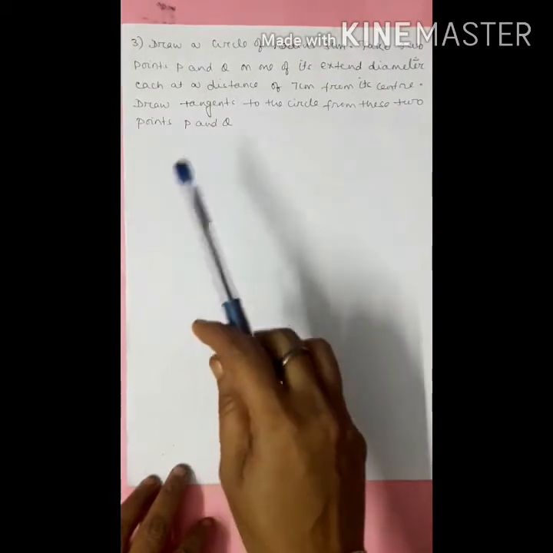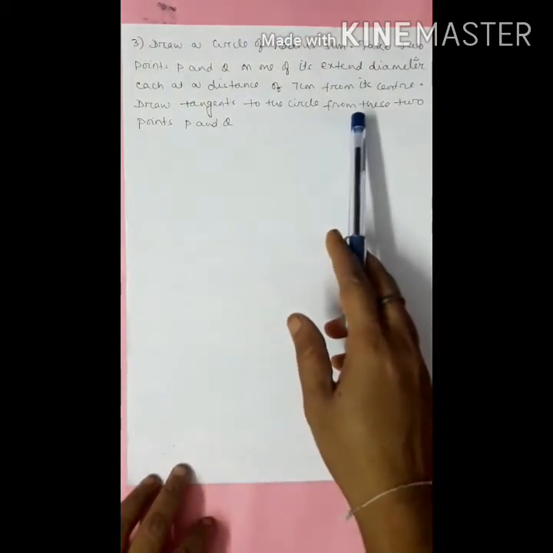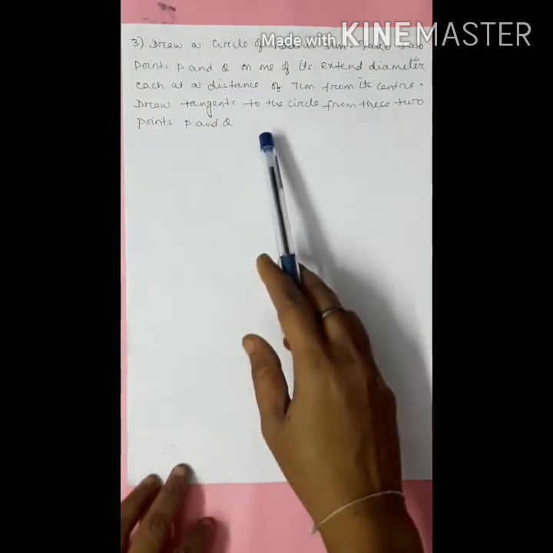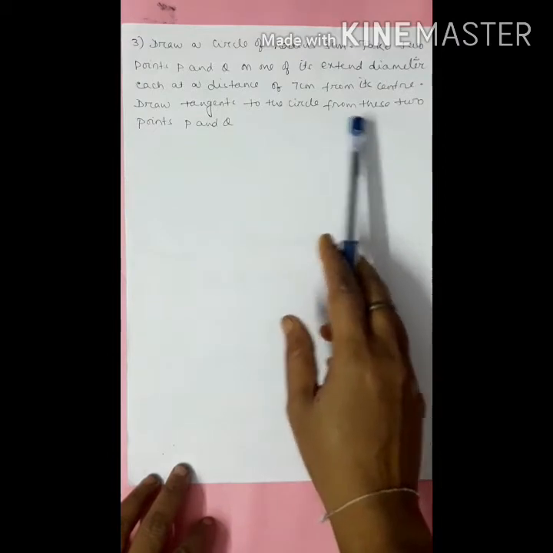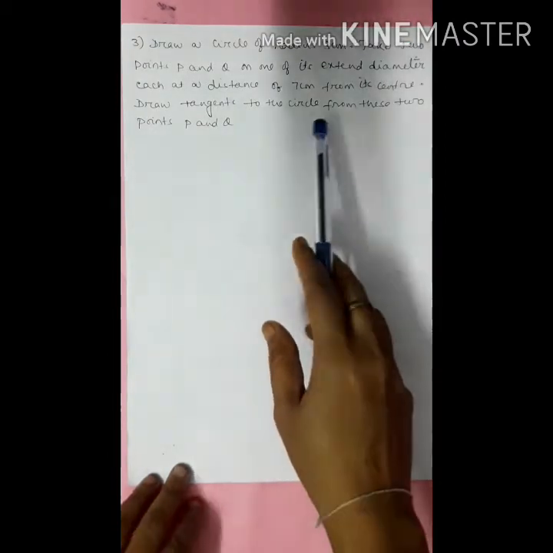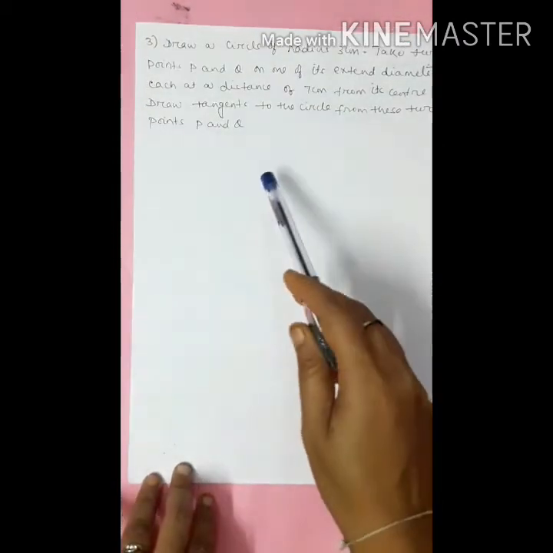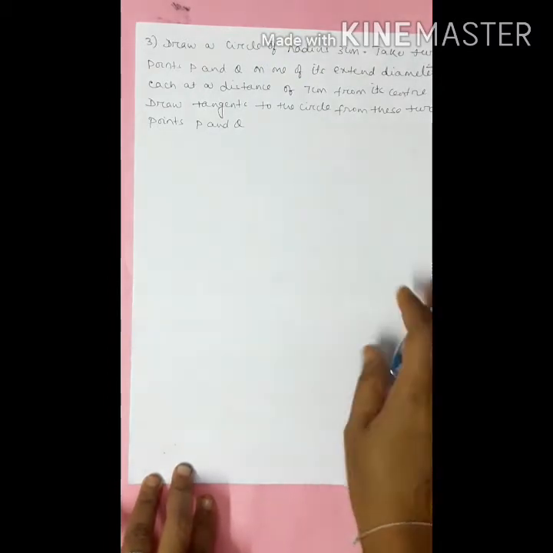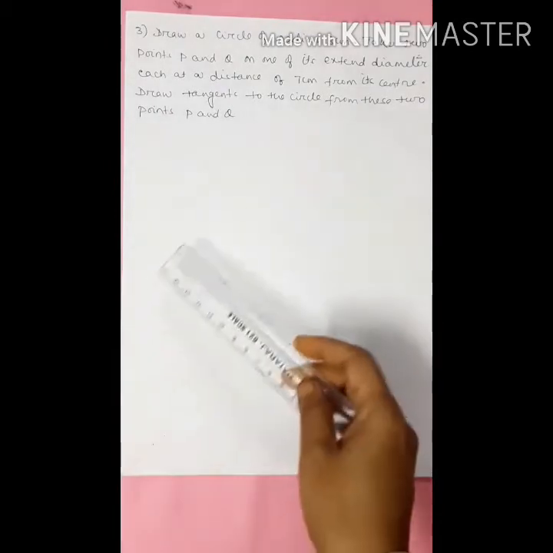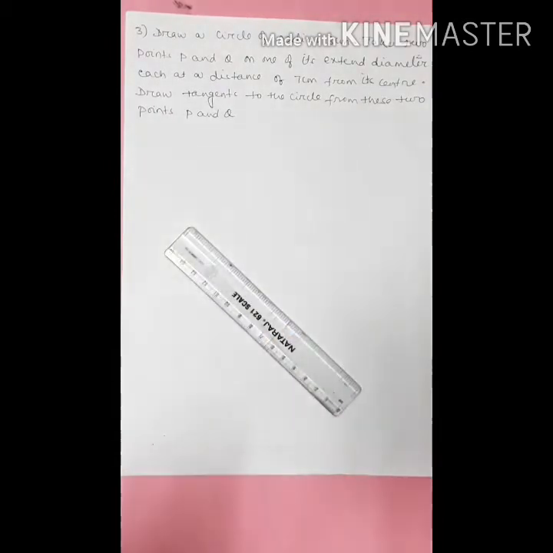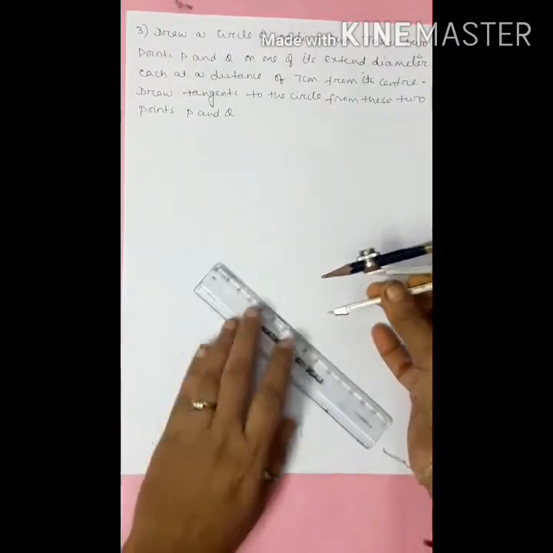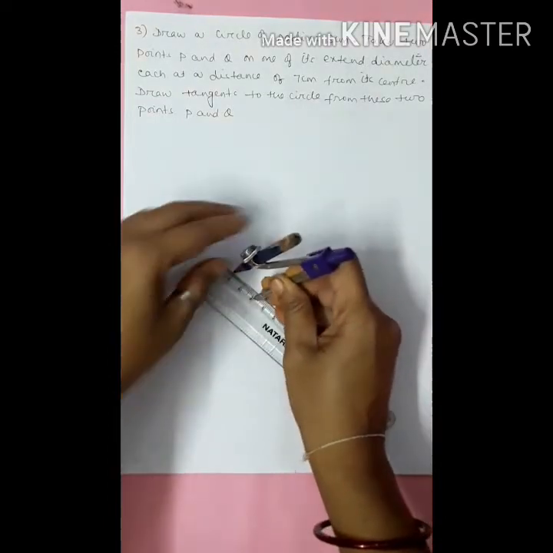Question number 3: draw a circle of radius 3 cm. Take 2 points P and Q on one of its extended diameters, each at a distance of 7 cm from its center. Draw tangents to the circle from these 2 points P and Q. So first of all, what do you have to take? Take 3 cm. First of all, construct the circle. Take the 3 cm radius.